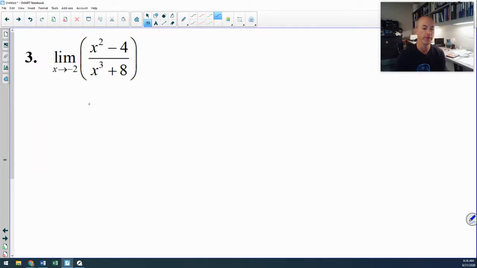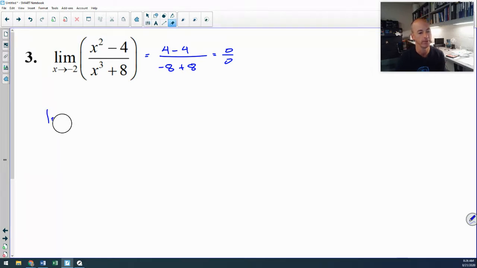Let's look at number 3. Let's direct substitute here. -2 squared is 4 minus 4, so I have a 0 on top. -2 cubed, -8 plus 8, so I have a 0 in the denominator. And so in this case, I'm going to again see if I can do some type of algebra. So I'm going to try factoring.